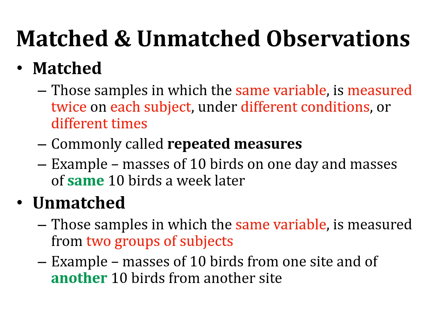So in both cases, we have two groups, but in the matched observations, these two groups are matched, so these are paired observations. In the other case, the unmatched observations, the birds are different. There are 10 birds from one side and 10 birds from the other side.